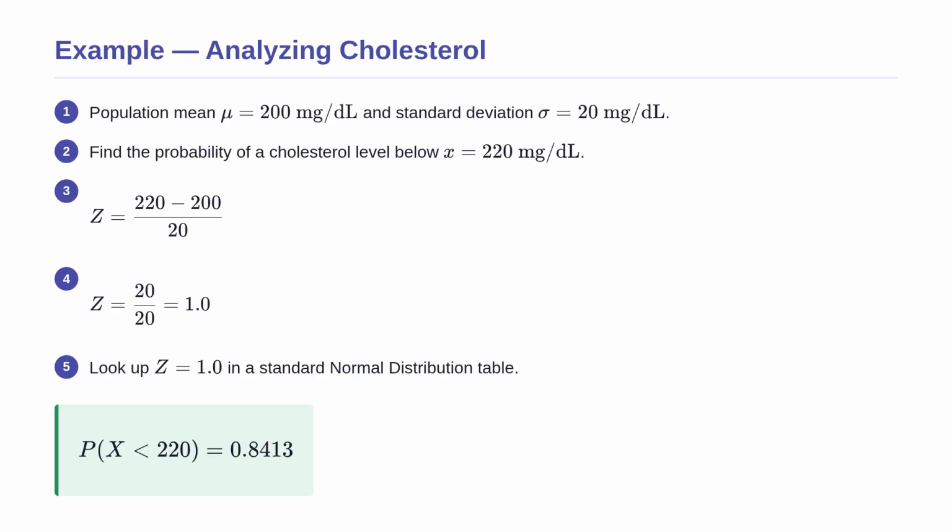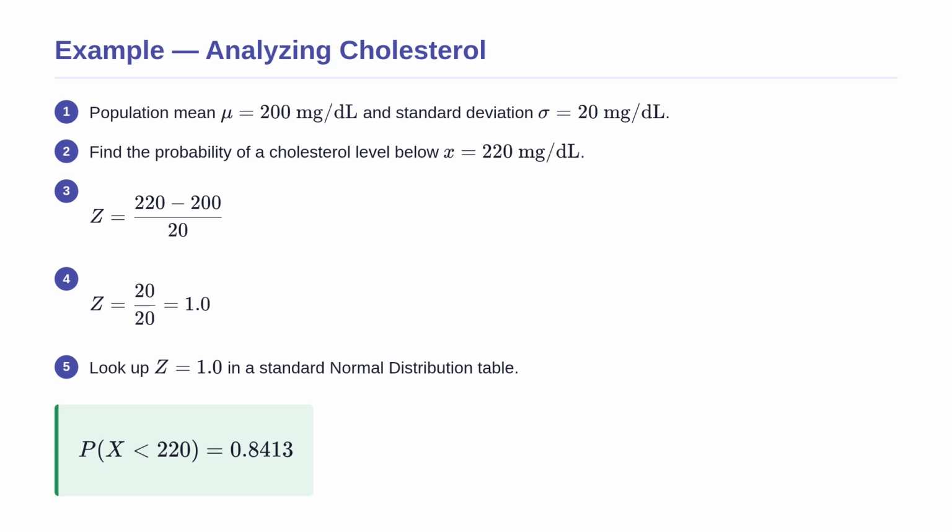Now that we understand z-scores, let us analyze some patient data. Suppose the total cholesterol levels of adults are normally distributed, with a mean of 200 milligrams per deciliter and a standard deviation of 20. A doctor wants to know what percentage of the population has a cholesterol level below 220.